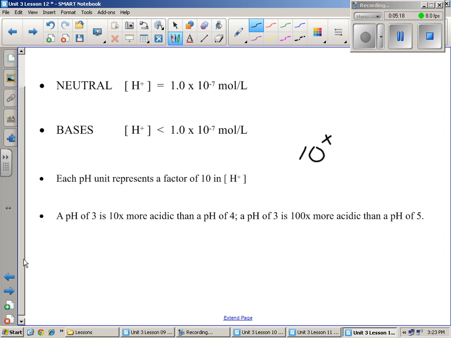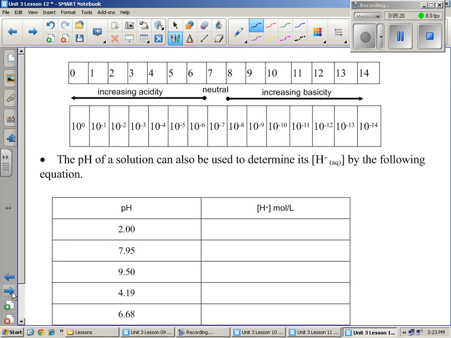Each time you go, it is a factor of 10. If you look at this little chart here, okay? Look, anytime I move over, 1, 2, 3, let's say I go there. Every time I do one of those jumps on the pH scale, I am multiplying by 10, a factor of 10.